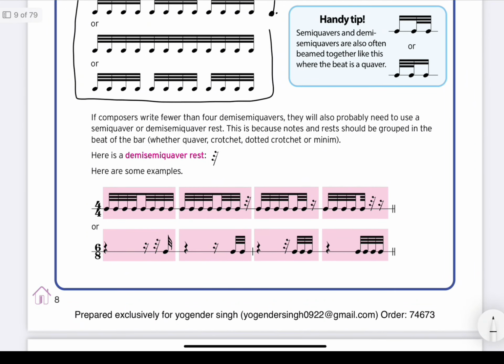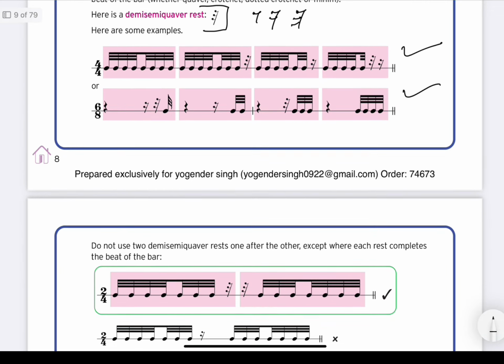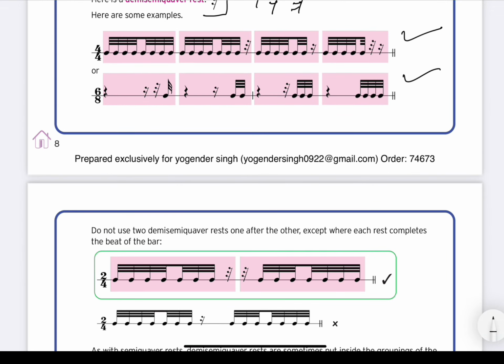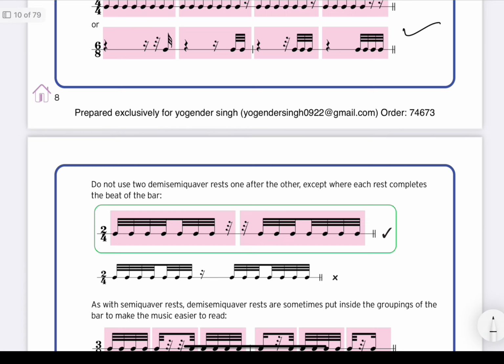Now this is the sign for your demi-semiquaver rest. We remember the quaver rest is this, the semiquaver rest is this, and now the demi-semiquaver rest will be three of them. You can see how to put the rest here. In this example you can see how the rest is written in 6/8 or 4/4. I'll move forward. If you have any question related to this, just write your comment in the comment section so I can get back to you.